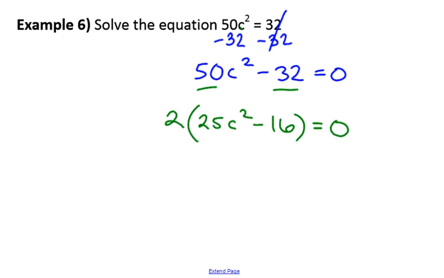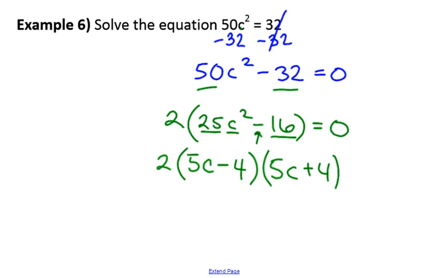If you have a binomial after you've factored out your GCF, then the only other way you could factor it is if it was a difference of squares, which this is. 25 is the square of 5, c squared is even, and 16 is the square of 4. And we're taking a difference, so this is a difference of 2 squares. We factor it like that: 25c squared becomes 5c, 16 becomes 4, so you'd have 5c minus 4 times 5c plus 4 equals 0.